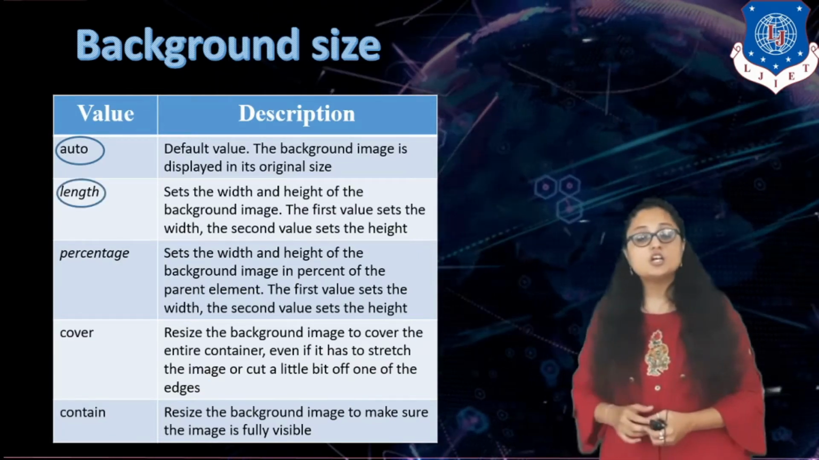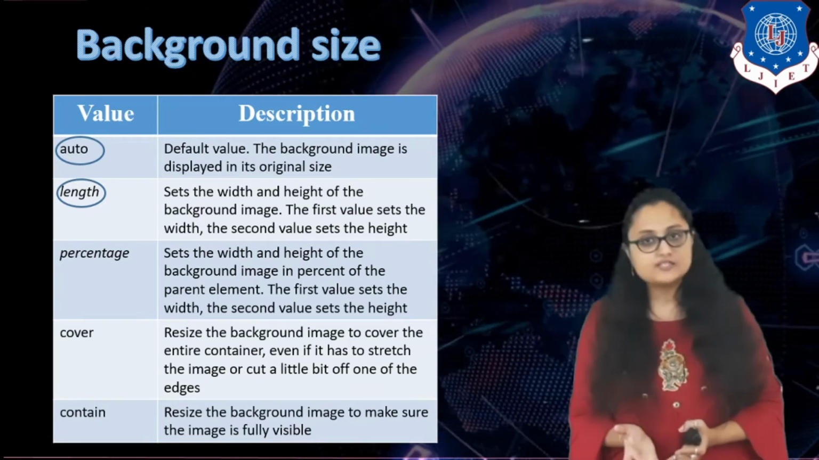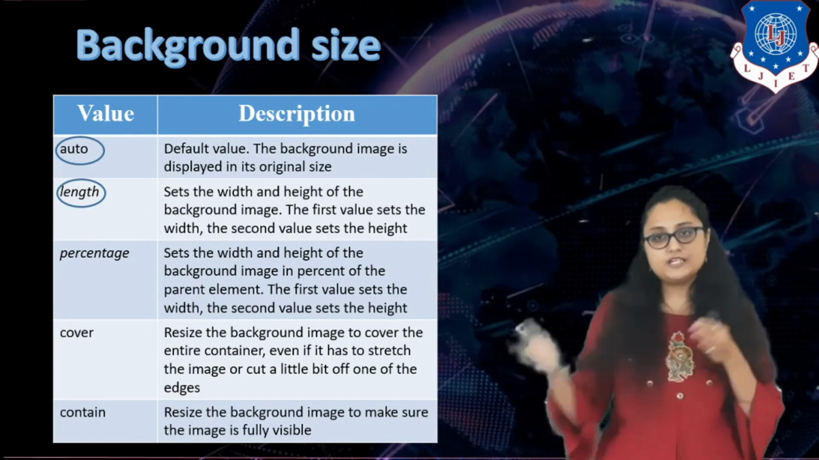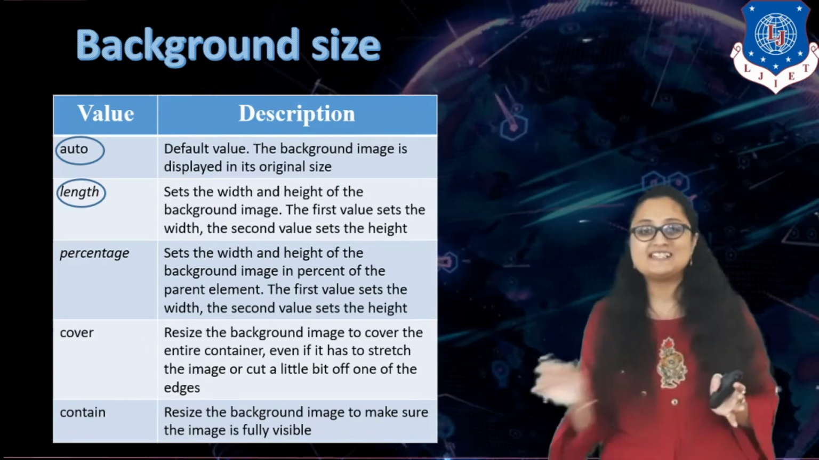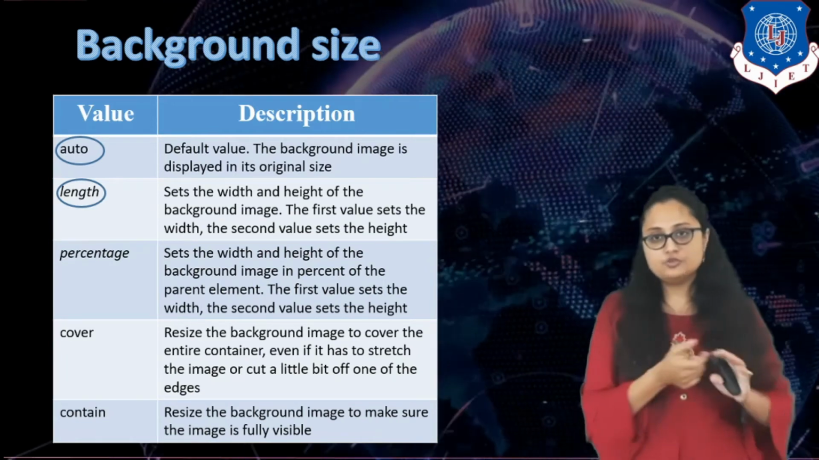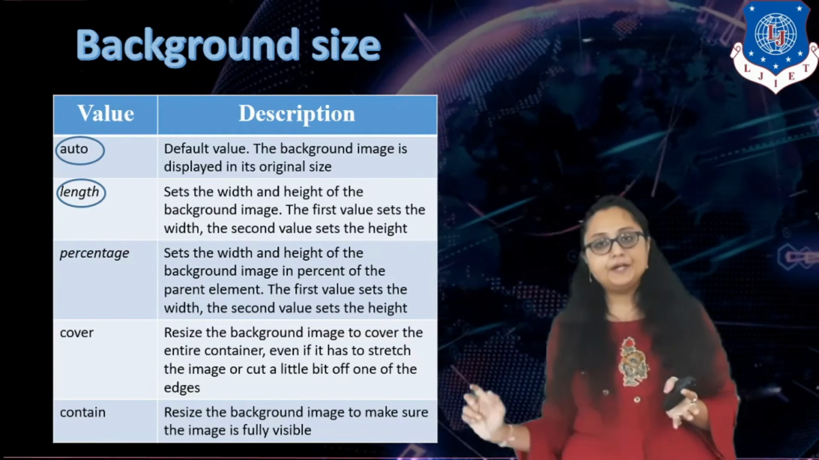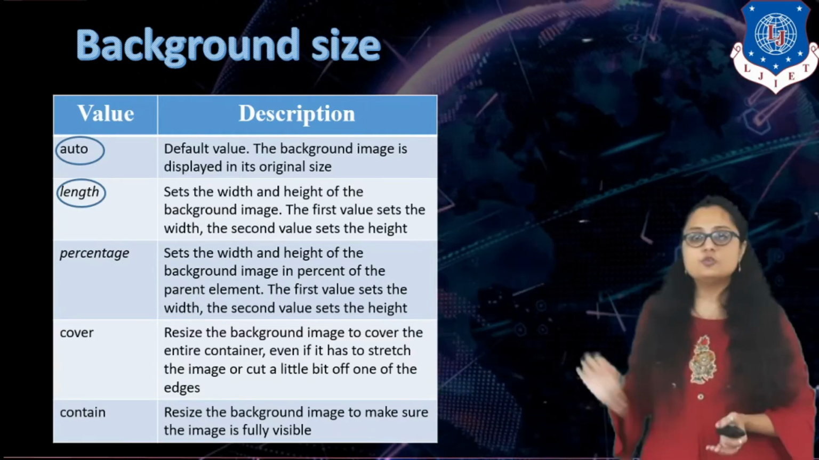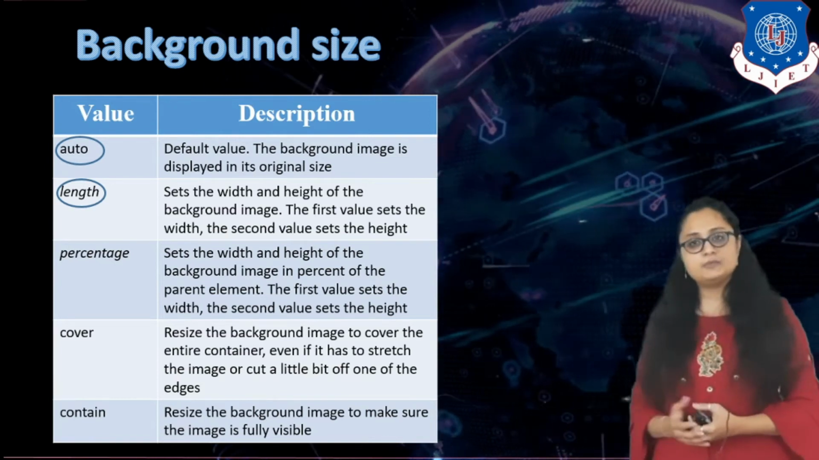The next is length. Now you can specify the length in pixels, that we have also seen. You can write two values without any comma. They are space separated values, right? So you recall that I have written 300 px space 100 px. The first value was the width of the image that you want to set, and the second value was the height of the image that you want to set.